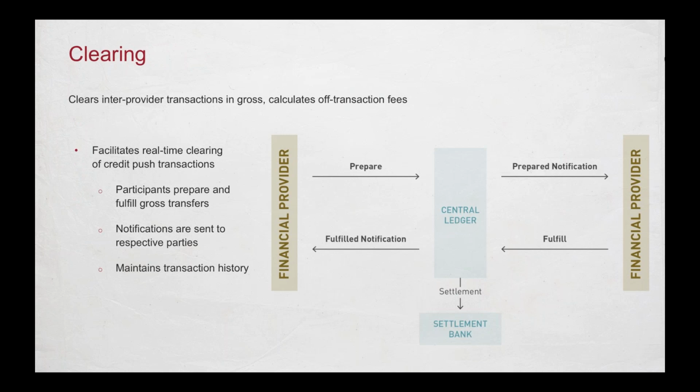So looking at clearing for a moment, this is set up so that we can clear the interprovider transactions in gross and calculate the off-transaction fees. It facilitates only credit push transactions, and it handles this in real time. And by that we mean that a transaction flowing through the center can be cleared in something on the order of 100 milliseconds.